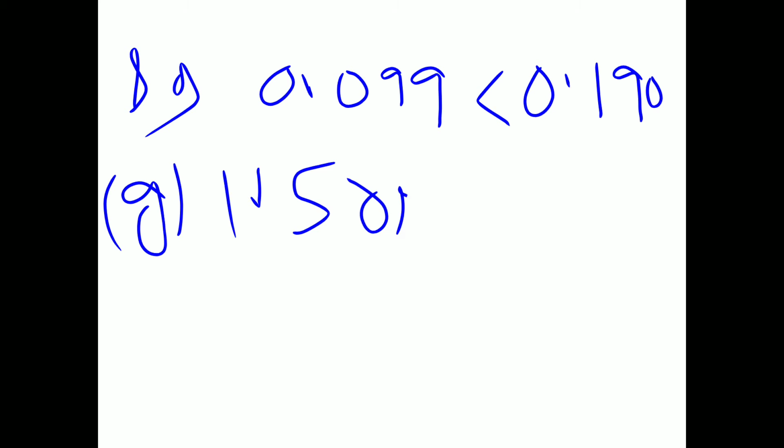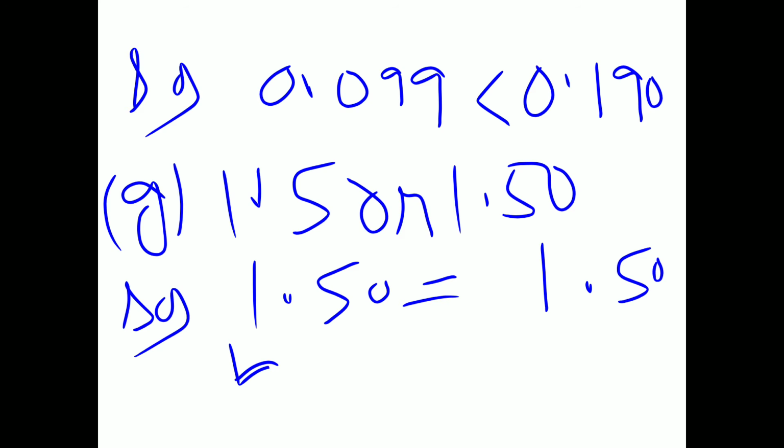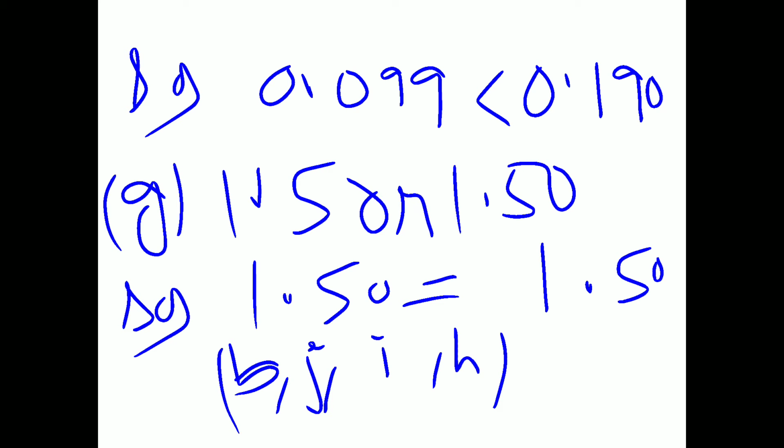Now we do G part. 1.5 or 1.50. We make them like decimals, how? By putting 0 at the end. Then we compare which one is greater? Nobody is greater because both are the same. So the answer is equals to. Clear? Now students, the H, I, J parts are left. So you have to do B, J, I, H parts of this question in the copy by yourself. Clear? And question number 2 you can do in the rough copy by yourself. It's a simple question. You have to make 5 more examples like this only.